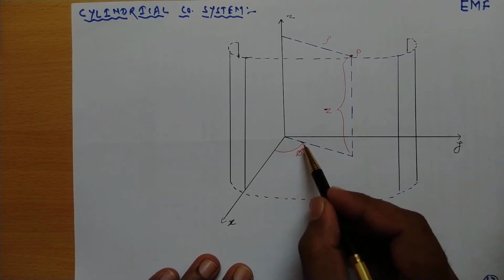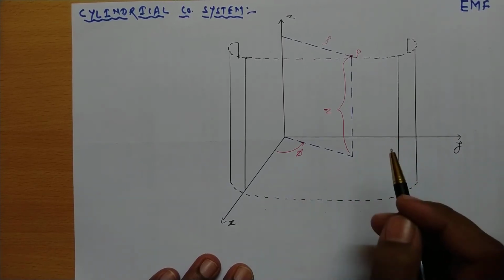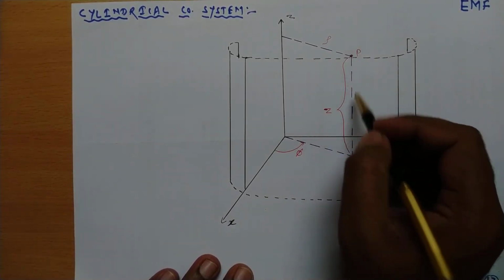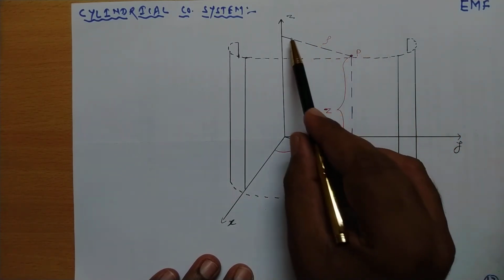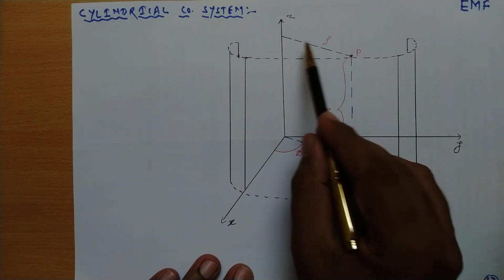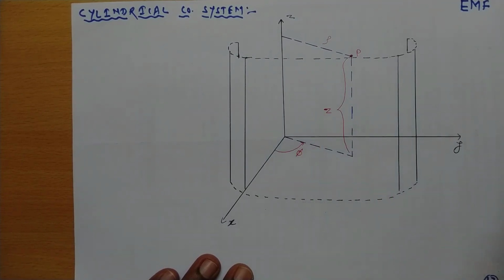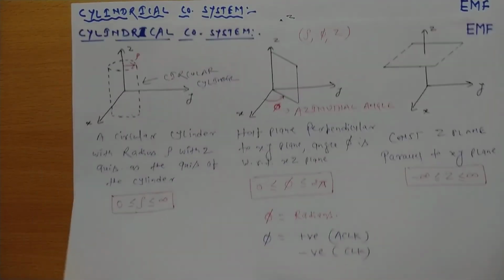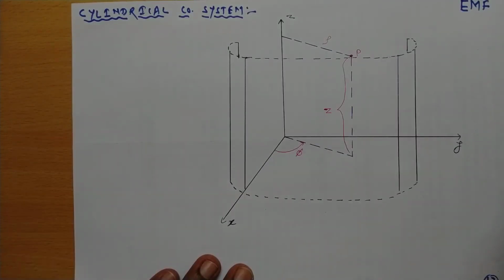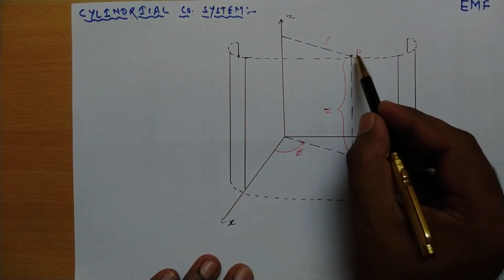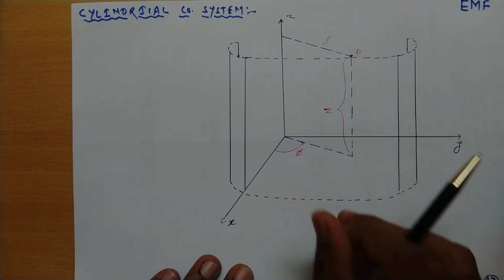So we can say this is the phi, which is given by the half plane perpendicular to the xy plane. And this is the z axis, which is given by a constant z plane, and this is the cylindrical radius, the radius of the circular cylinder rho. If I join these three figures, I'll get the resultant figure, and the intersecting point is point P. Point P is here.